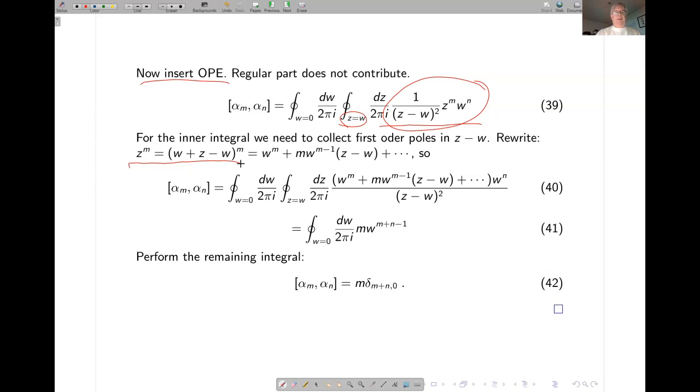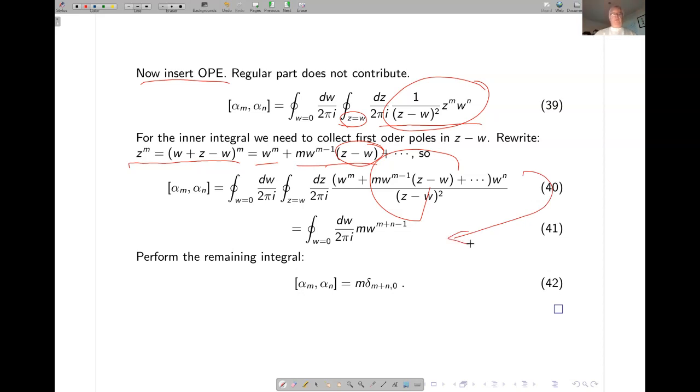If we expand it out with the binomial formula, we start with W to the M. And then comes the term M times W to the M minus 1 times Z minus W. This particular term is the only term which will contribute. We see this because in this term we have a cancellation where we reduce the denominator to Z minus W and get a contribution. And this gives us this result.